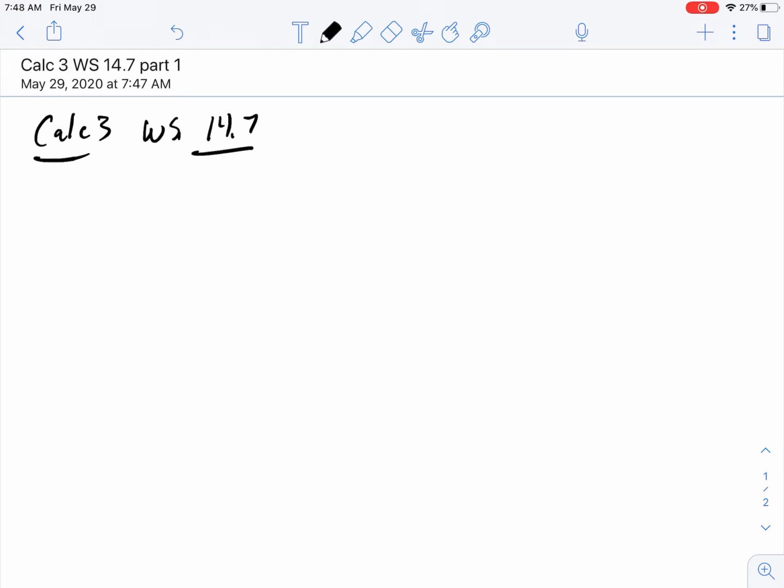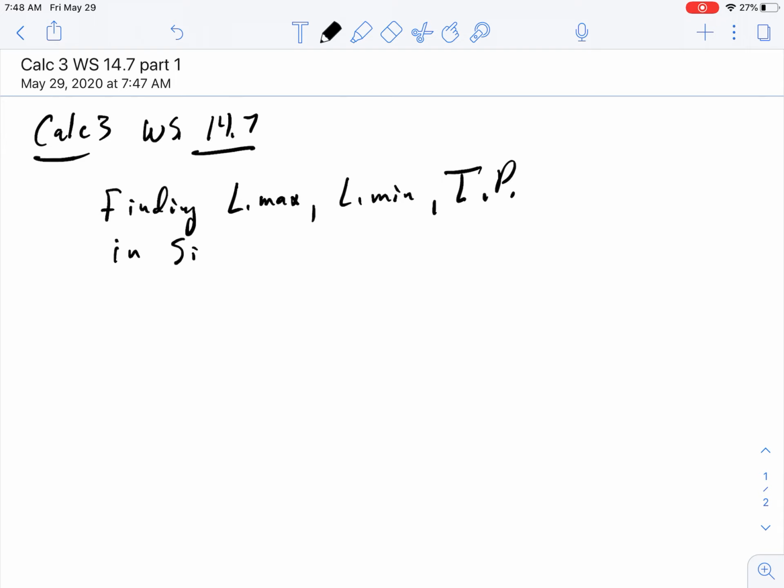All right, for Calc 3, and this is for worksheet 14.7, the last one here that we'll be covering. Now what I'm going to do is kind of go back and look at Calc 1 in single variables, so you can have something to compare to. So first off, looking into finding local max, local mins, and saddle points in single variables.